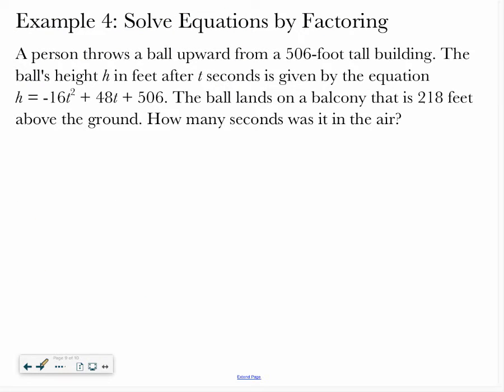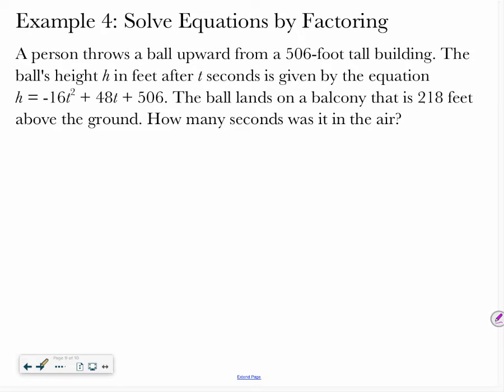All right, our last problem is a story problem. We're talking about a person that throws a ball upward from a 506-foot tall building. So someone's on top of a building, they throw a ball up. The ball's height is represented by h in feet after t seconds, so however long it's been in the air, and is given by the following equation: h equals -16t squared plus 48t plus 506. The ball lands on a balcony that is 218 feet above the ground. How many seconds was it in the air?